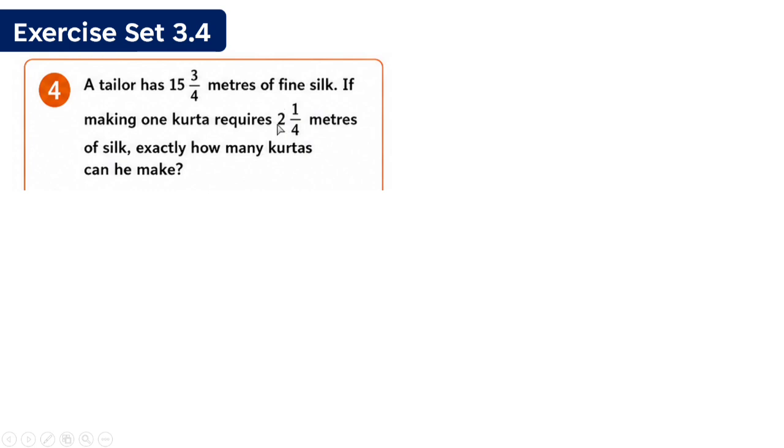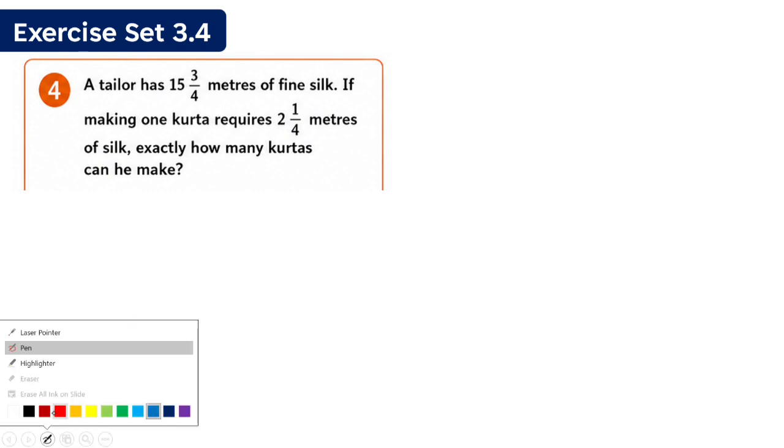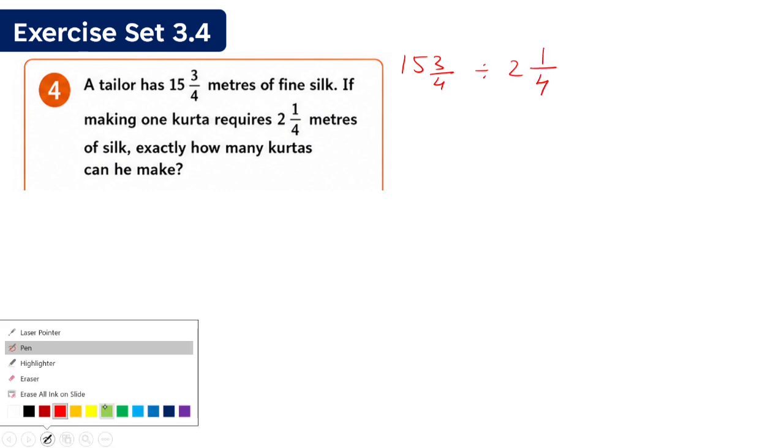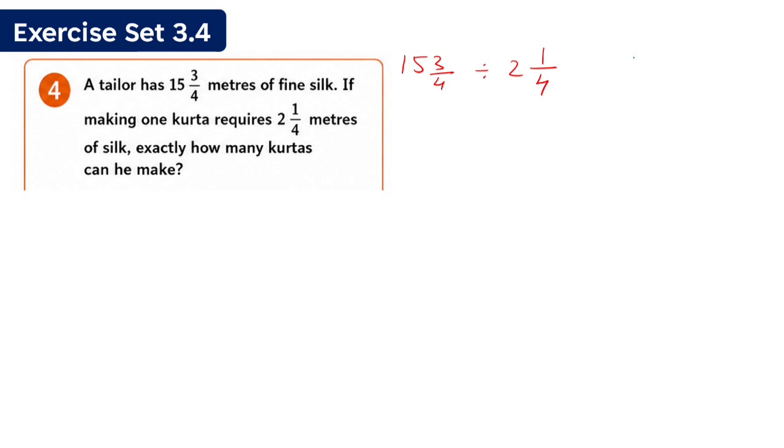So you have to estimate how many kurtas he would be able to make in this given amount. Which means that this is going to turn into a division problem. So you have to divide 15 3/4 by 2 and 1/4. But first, we have to convert these mixed numbers to improper fractions.